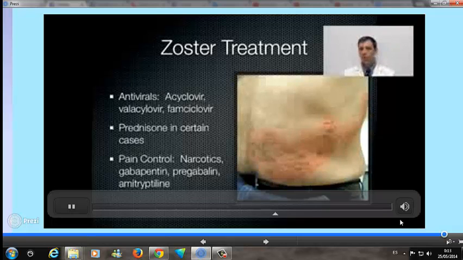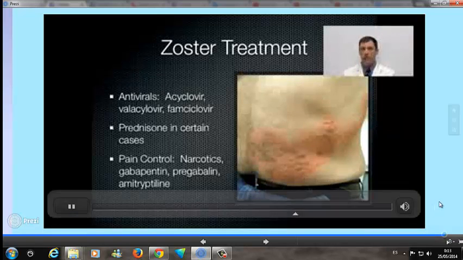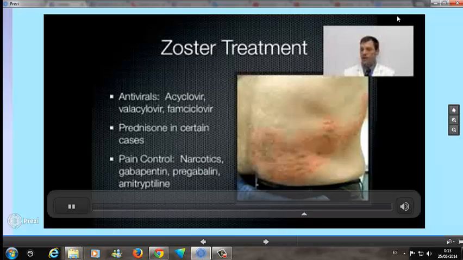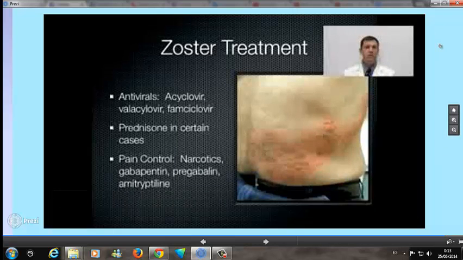Pain control is important because this can be excruciatingly painful in some cases. Sometimes oral narcotics are used to control the pain. Sometimes simply non-steroidal anti-inflammatories like ibuprofen or Tylenol can also be used. There are some pain-modulating drugs such as gabapentin, pregabalin, or amitriptyline that can be used. These modulate the way our brains perceive the pain, and they're good for more long-term pain control in post-herpetic neuralgia.